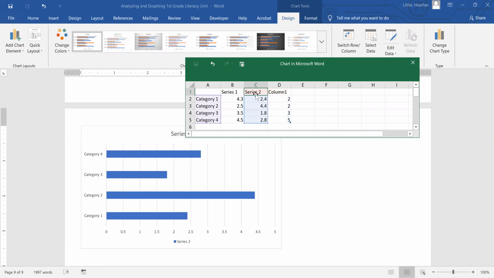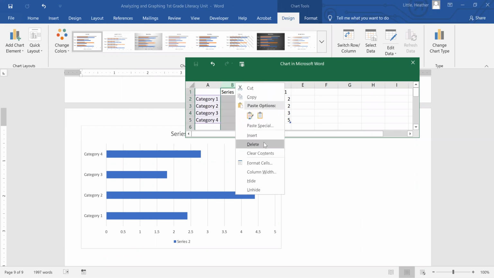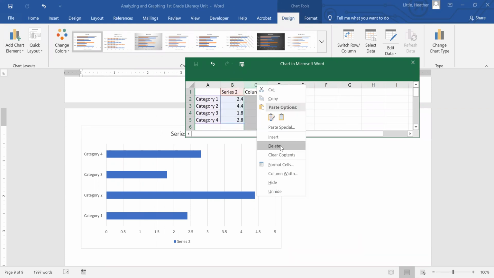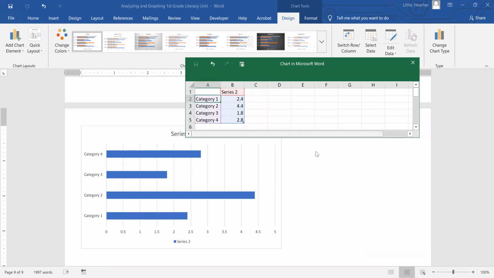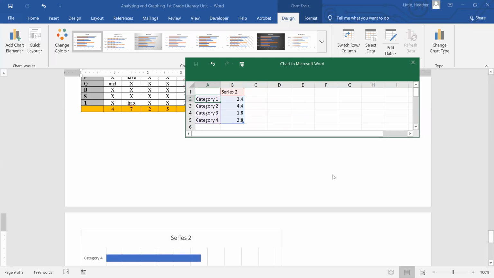The fastest way to do that is to drag and adjust and get rid of these. Okay. And this time around in our categories, we're going to put our sight words.